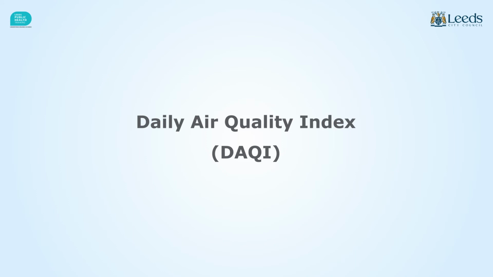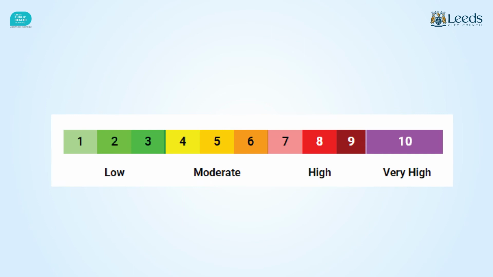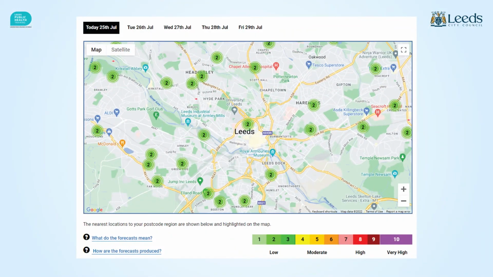The Daily Air Quality Index, often shortened as DAQI, tells us about the levels of pollution in the air outdoors using a simple 10-point scale, with 1 being low pollution and 10 being very high. A map of Leeds is shown with several circles containing the number 2 spread across the city. Below the map is a large scale going from 1 to 10. The numbers 1, 2 and 3 are marked as low, 4, 5 and 6 as moderate, 7, 8 and 9 as high, and 10 as very high. As can be seen on this map of Leeds.